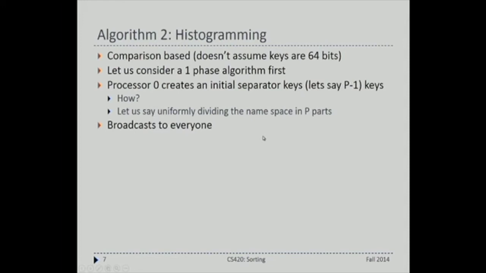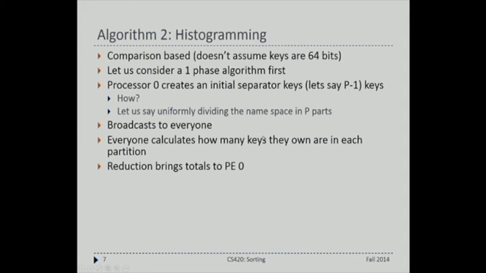Does everyone understand how that works? Everyone calculates how many keys there are in each partition. Reductions bring that to 0, 0 adjusts the keys and repeats the whole process of sending the keys to everyone. Everyone calculates a new histogram.